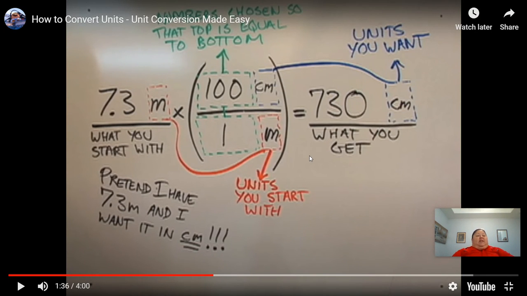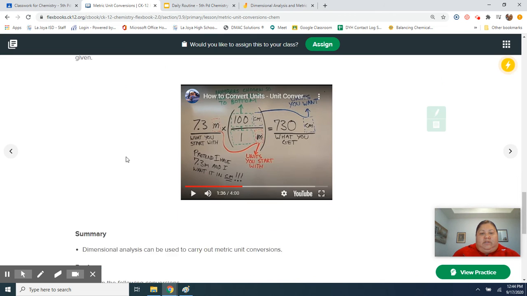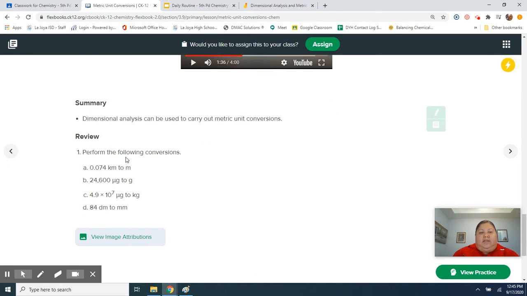Excellent. Questions about that example? Questions about it? Before? No, miss. Okay, excellent. All right, so let's start. All right, so in conclusion, for today's assignment, dimensional analysis can be used to carry out metric unit conversions. Okay, metric unit conversions. Now, for your review, look at that. You have 4 conversions that they want you to do for your assignment. So this is exactly what we're gonna do.